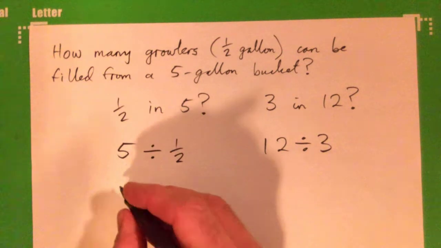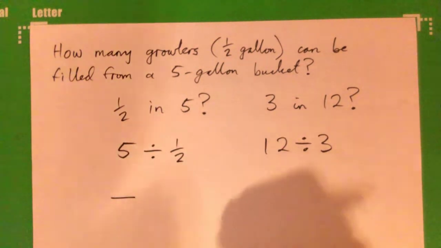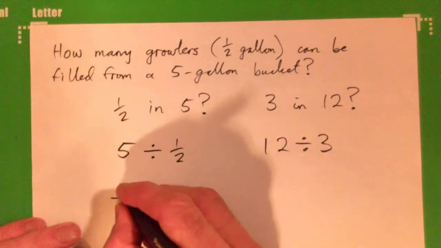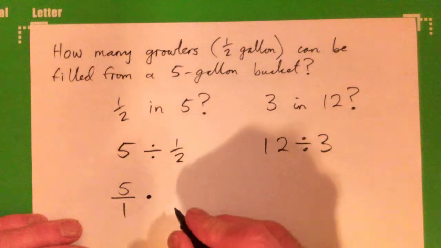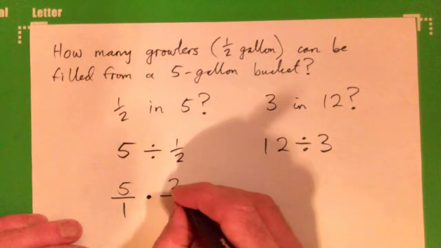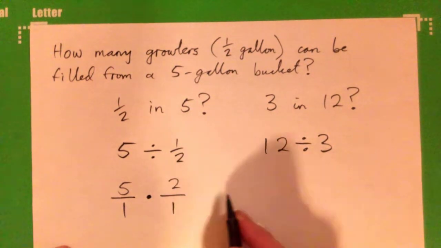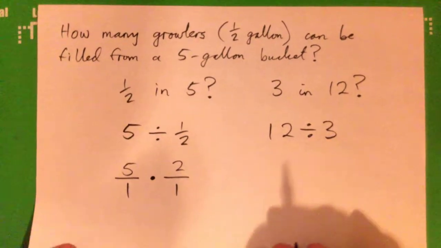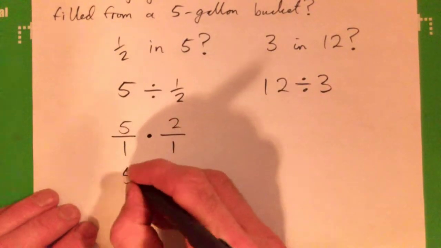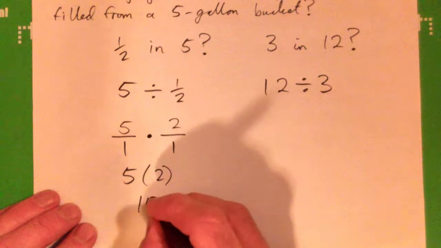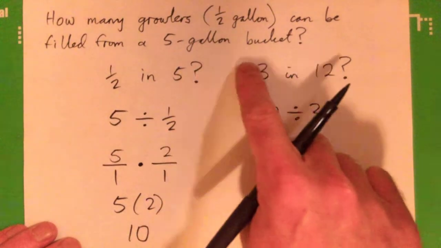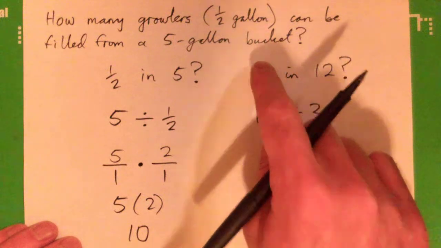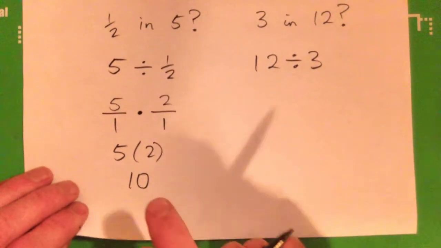So turn 5 into a fraction, and what have you got? 5 over 1, yeah. And then times it by the reciprocal, right? 2 over 1. And so you got 5 times 2, basically, right? Yes. That's the same thing as 5 times 2, which is just 10, right? Yes. So, question, how many growlers can be filled from a 5-gallon bucket? And the answer is 10, right?